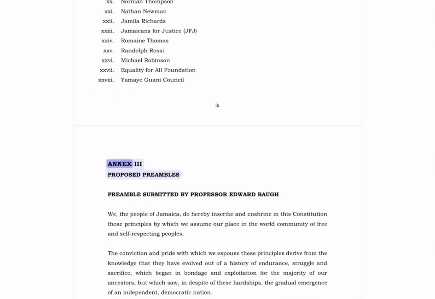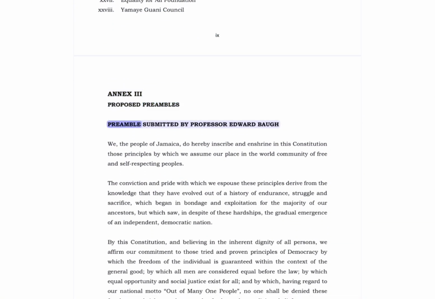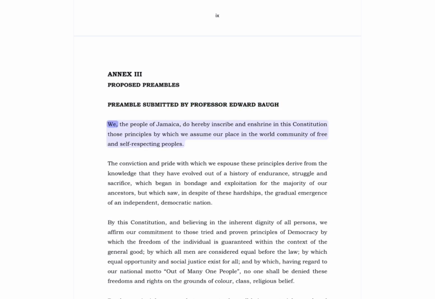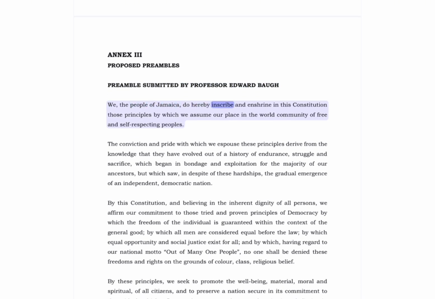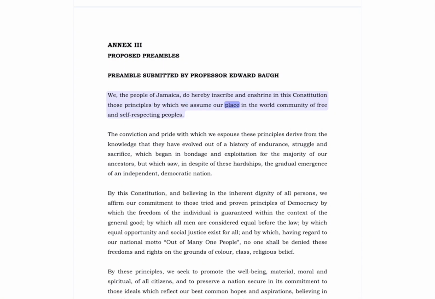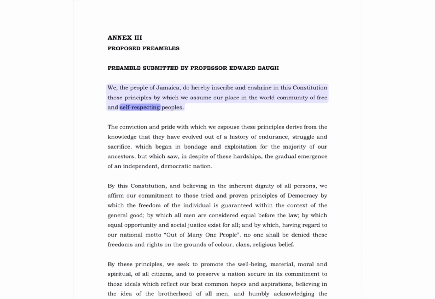Annex the Third. Proposed Preambles. Preamble submitted by Professor Edward Baugh. We, the people of Jamaica, do hereby inscribe and enshrine in this Constitution those principles by which we assume our place in the world community of free and self-respecting peoples.